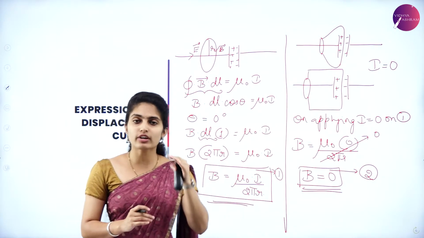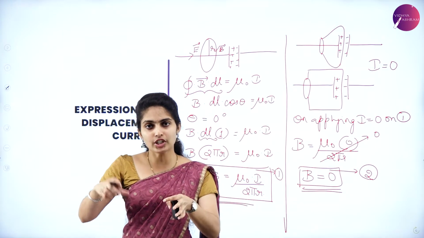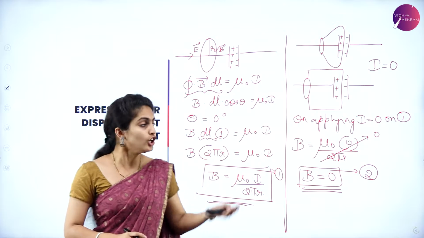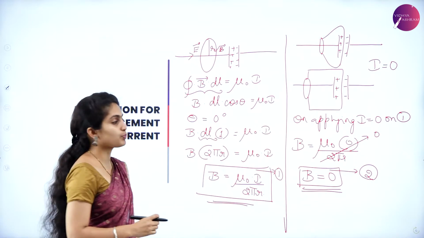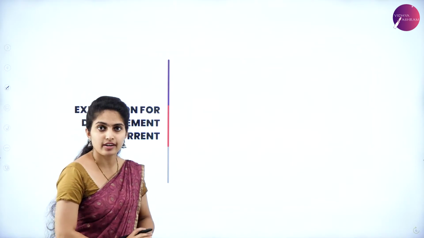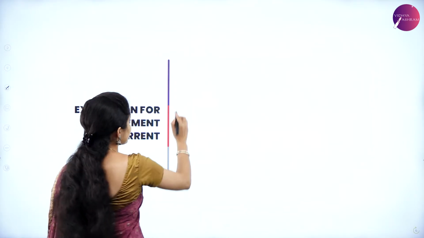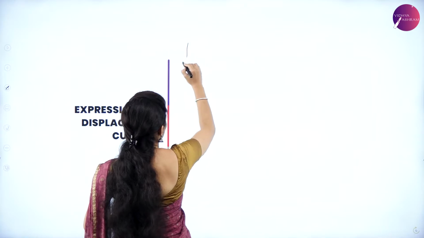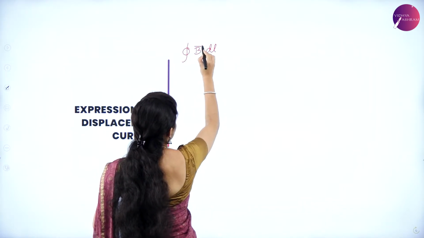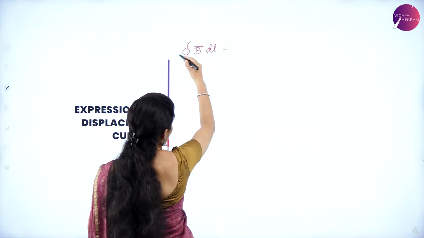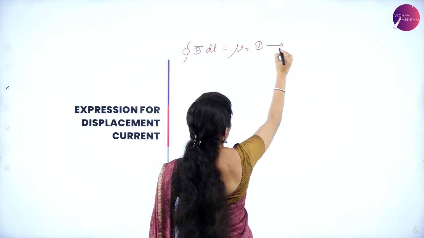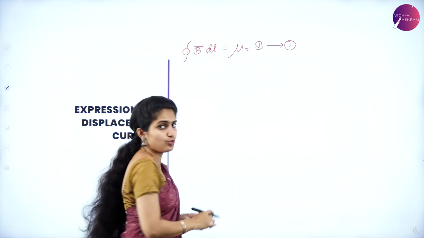To find what that missing term is, he opted for something called displacement current. So let us check what that displacement current is. Now, in order to check the displacement current, we have the equation: the line integral of the magnetic field around the closed loop is equal to mu naught times I. Consider this as equation 1.